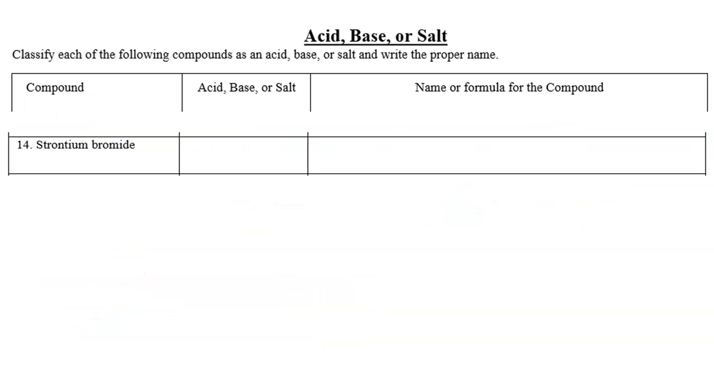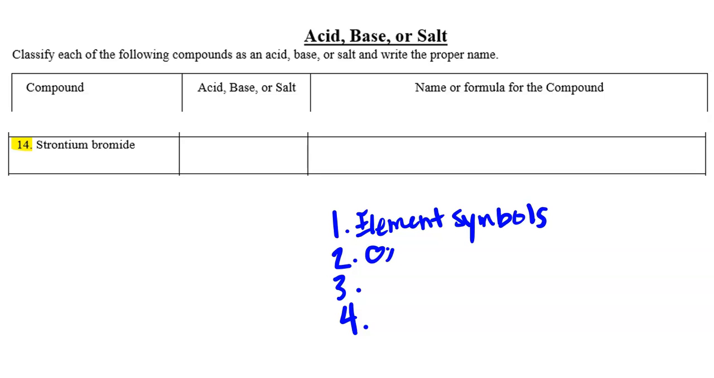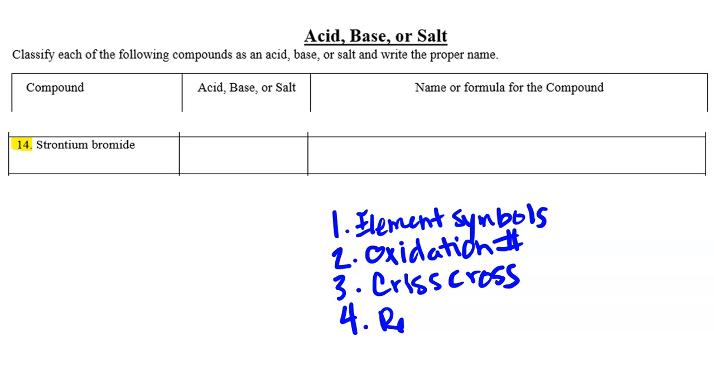All right, next one, number 14. We want to find out if strontium bromide is an acid, base, or salt. First, I'm actually going to do our formula. That might be a little bit easier. If you don't remember how to do this, you have your 4-step ionic naming. Step 1 is your formula, or your elements, your symbols. Part 2 is your oxidation number or your charges. Part 3 is crisscross. And then part 4 is reduce and erase.